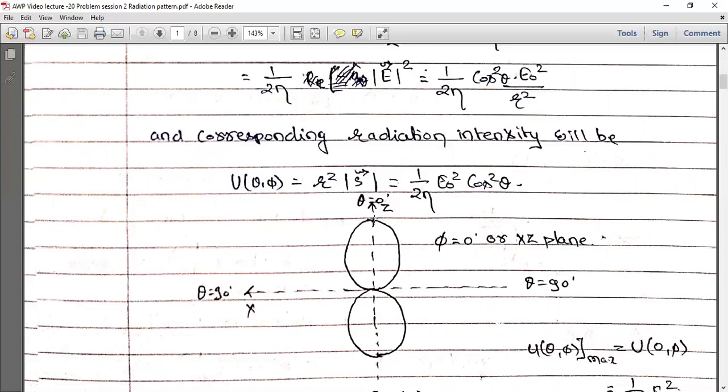So now we plot this expression, 1 upon 2 eta E0 square cos square theta. We know that along the z axis theta equals 0, along the minus z axis theta equals pi, and as you move from theta equals 0 on the positive z axis to the negative z axis, you increase theta from 0 to 180. As you can see, positive x and negative x are both at theta equals 90 degrees as represented in the diagram. So substituting the values, you find the radiation pattern looks like this.